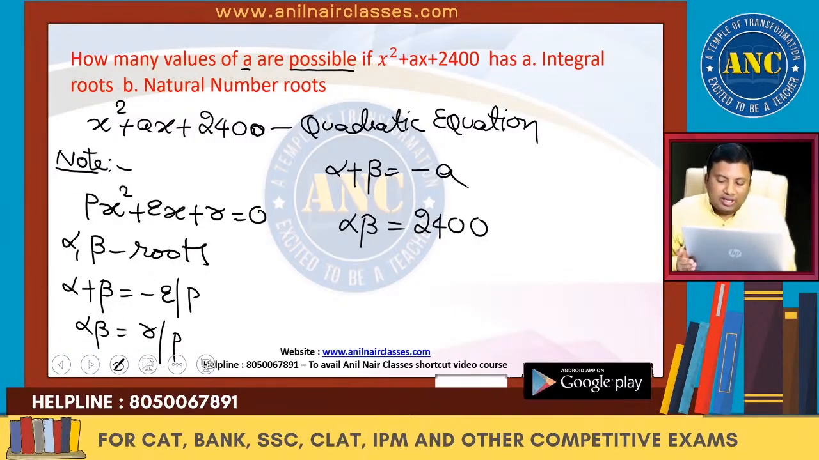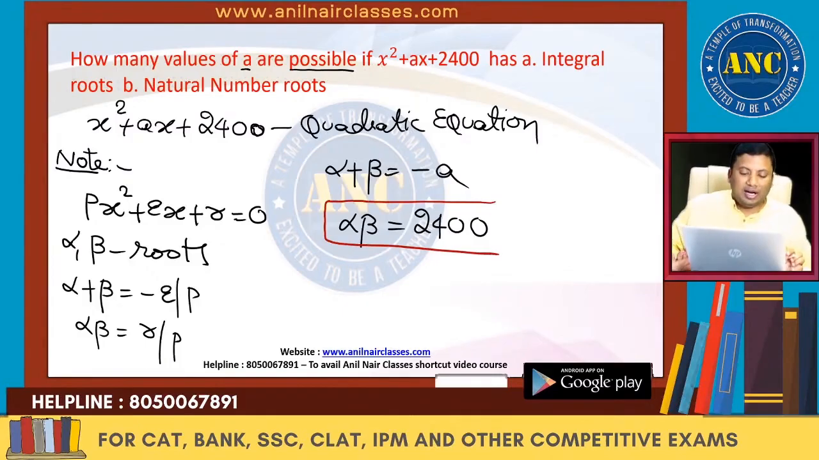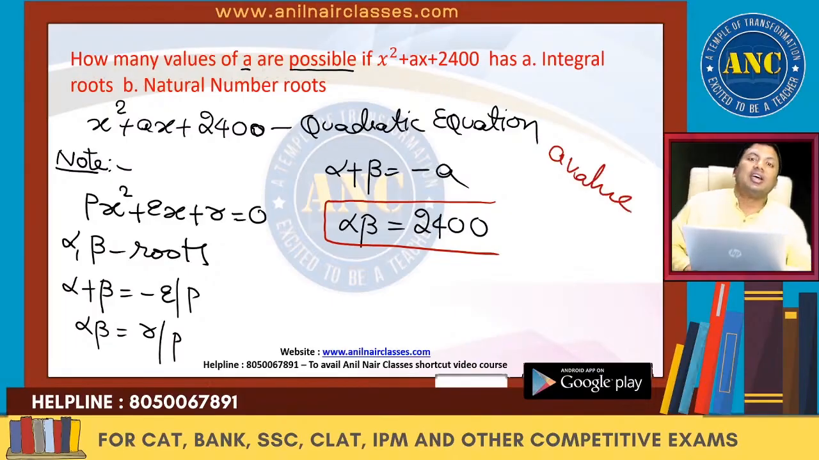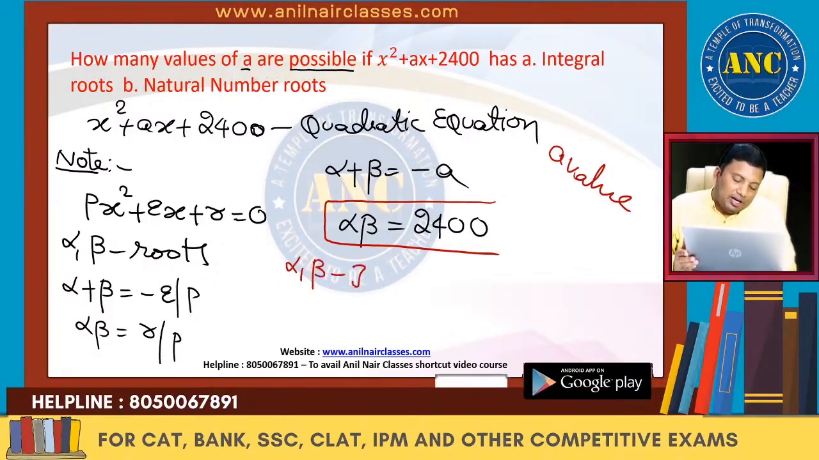The product of the roots is given by 2400. Now we have understood the question. How many values of a are possible such that this equation has integral roots? That means case number 1 is integer values. Second one, alpha, beta are natural number values.